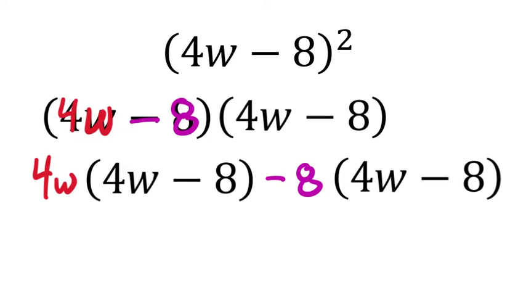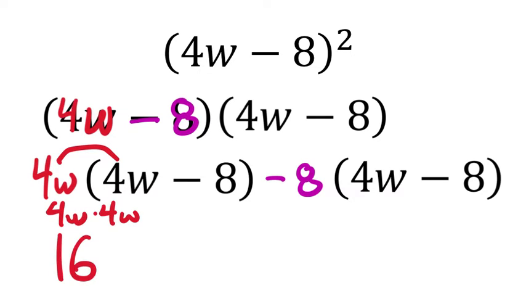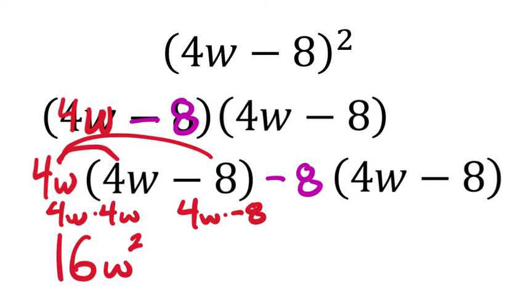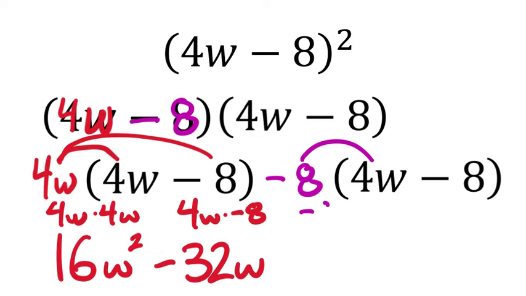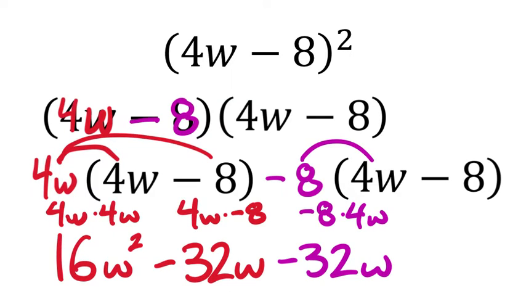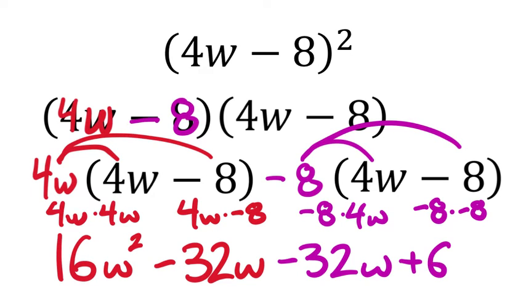Okay. Well, now that we have this, we're looking for some distribution. So 4w times 4w. 4 times 4 is 16, and w times w, that's w squared. And then 4w times negative 8. That'd be 4 times negative 8 is negative 32, that's how many w's you'd have there. And then negative 8 times 4w, and you'll see kind of a repeating theme here. Negative 8 times 4 is negative 32 w's. And then negative 8 times negative 8 is positive 64.